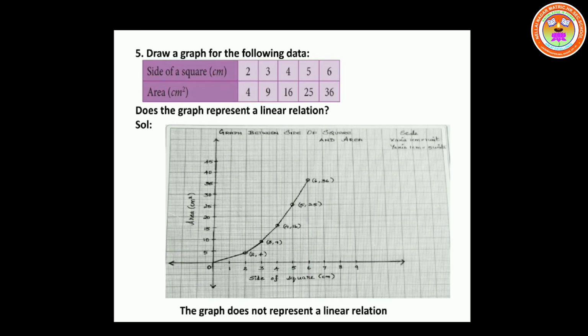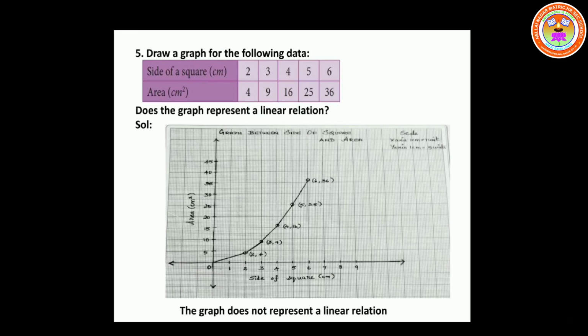Final problem for the exercise. Draw the graph of the following data. Given side of a square in centimeter 2, 3, 4, 5, 6, and its area in centimeter square 4, 9, 16, 25, 36. Does the graph represent a linear relation? So first I have to draw the graph, then I have to find out whether the graph represents a linear relation or not. So first let us plot the graph.